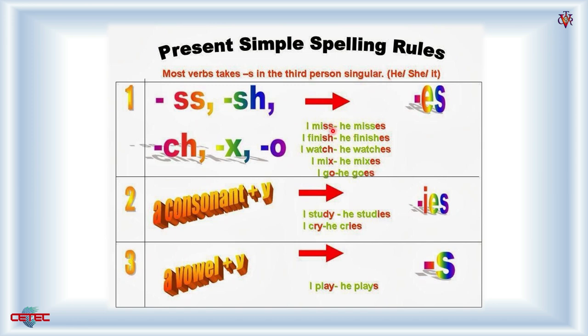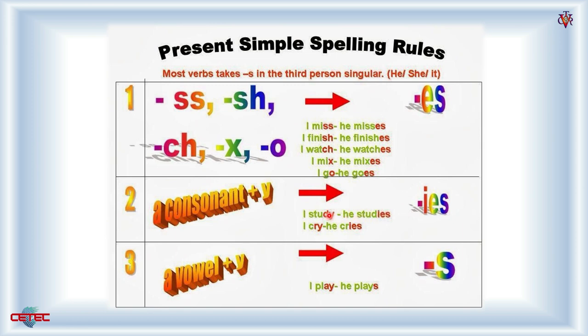Here, the verb miss ends with double S. The verb finish ends in SH. The verb watch ends in CH. The verb mix ends in X. The verb go ends in O. Rule number 2. A consonant plus Y. In this case, we have to delete the final Y and add IES. In this example, I study, he studies.